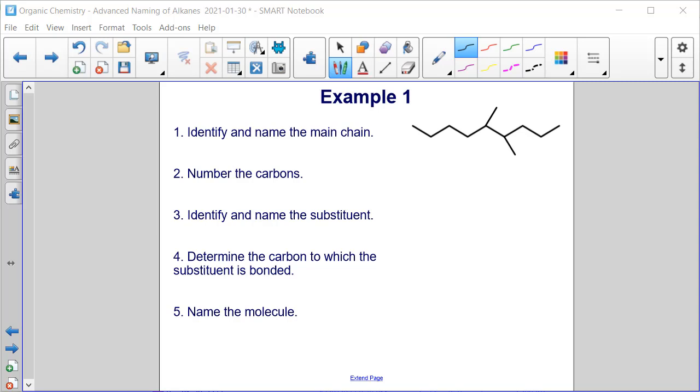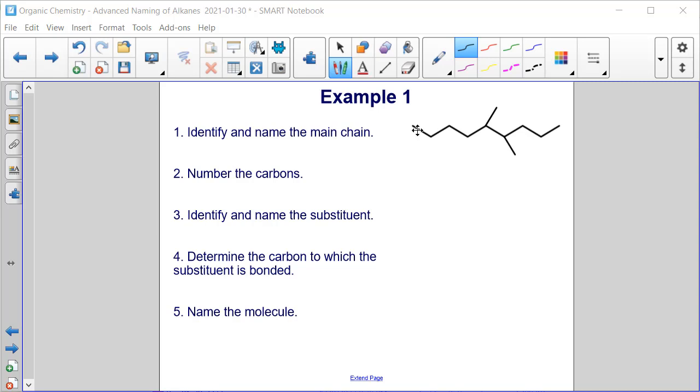All right, here's example 1. So we need to name this molecule here on the right. And you can look at it and see that there's a couple of branches on it. All right, so we're going to use the discussion we just had about multiple methyl and ethyl groups. Now, step 1 is the same as it's always been. So we need to find the longest chain of carbons, identify it, and name it.